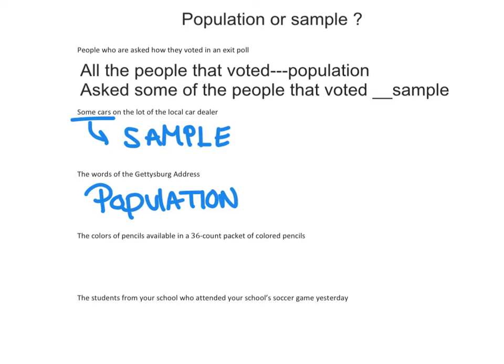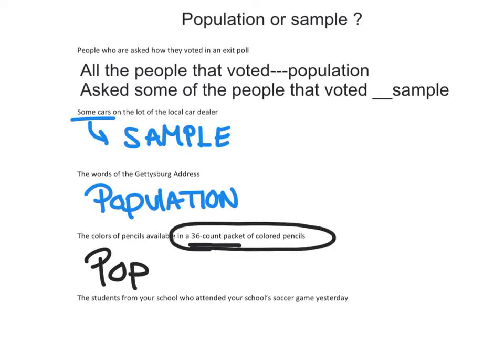The next one, the colors of pencils available in a 36-count pack of colored pencils. Again, since the package was 36 count and I'm looking at all of them, I would consider this a population again. My population would make up the 36 colored pencils, since that is the whole packet.